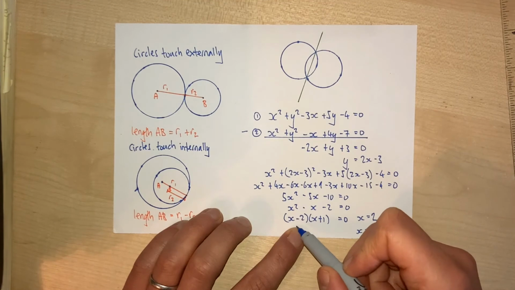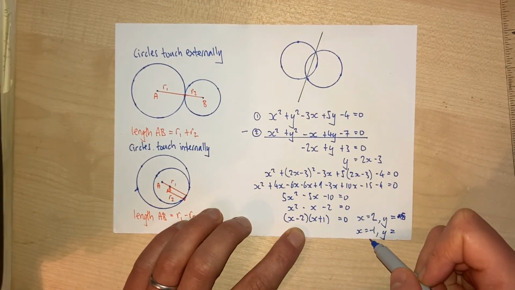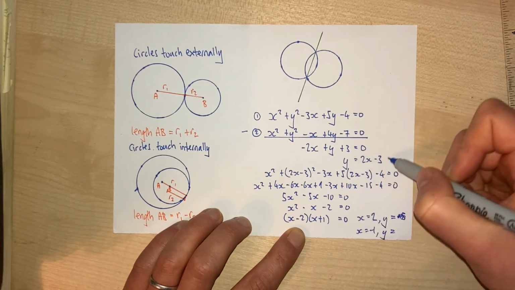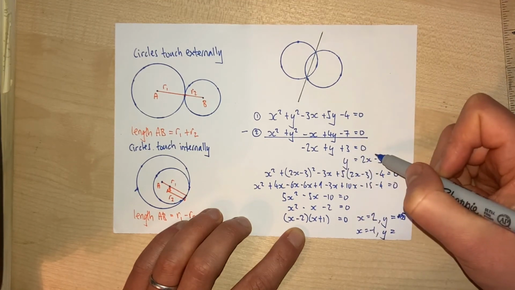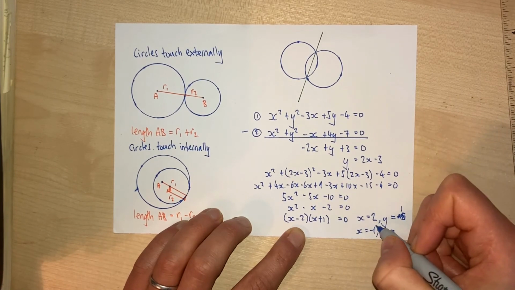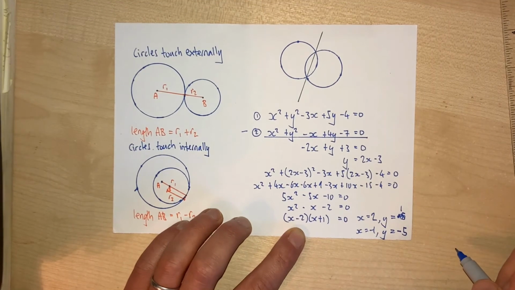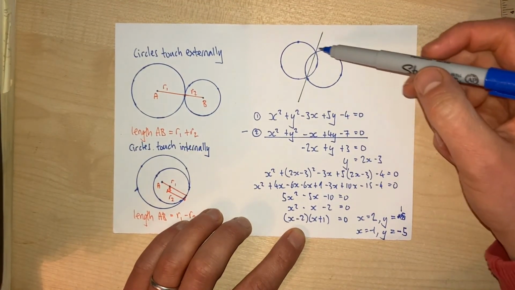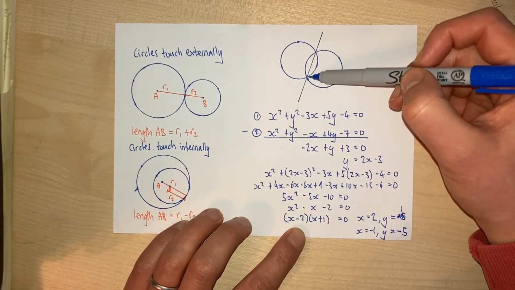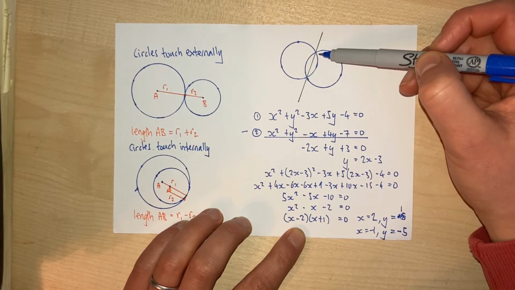Here I get two values of x. One is x equals 2 and the other one is x equals minus 1. Substituting these x values into this equation here gives me a y value of 1 when x is 2 and a y value of negative 5 when x is negative 1. So the 2 points that I've got here are negative 1, negative 5 and 2, 1.